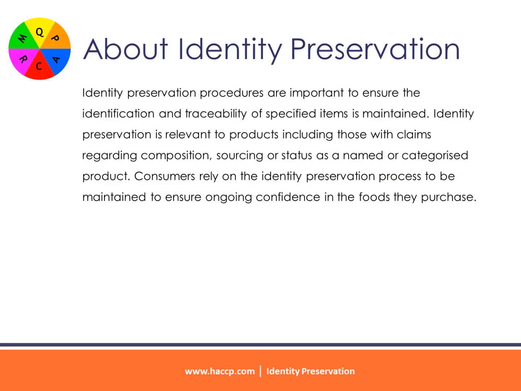About identity preservation. Identity preservation procedures are important to ensure the identification and traceability of specified items is maintained. Identity preservation is relevant to products including those with claims regarding composition, sourcing or status as a named or categorized product. Consumers rely on the identity preservation process to be maintained to ensure ongoing confidence in the foods they purchase.